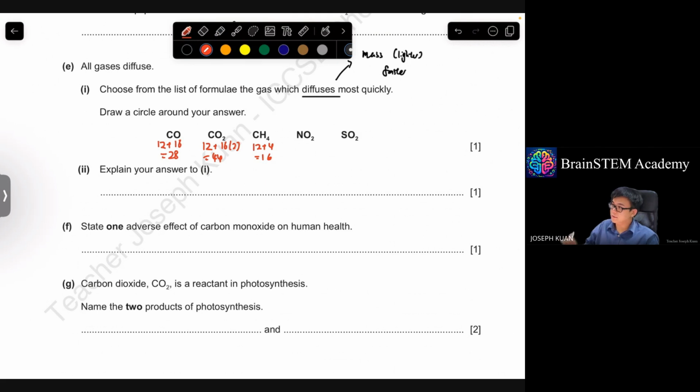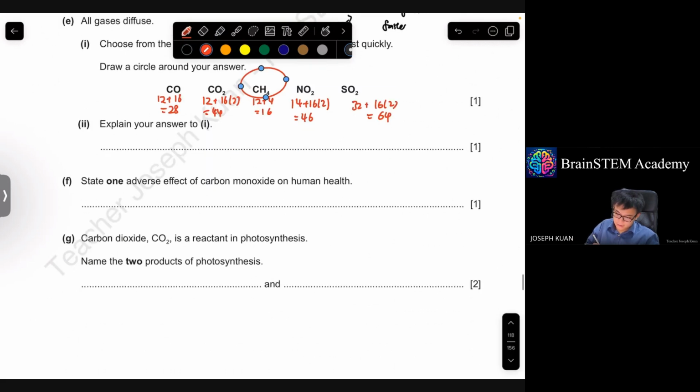Nitrogen dioxide is 14 plus 16 times 2. That should make about 46. And then you have sulfur dioxide, which is 32 plus 16 times 2, 32 plus 32, which is 64. So the lightest gas out of all is methane gas, right? Methane gas. So why is this answer chosen? Because it has the lowest relative molecular mass.